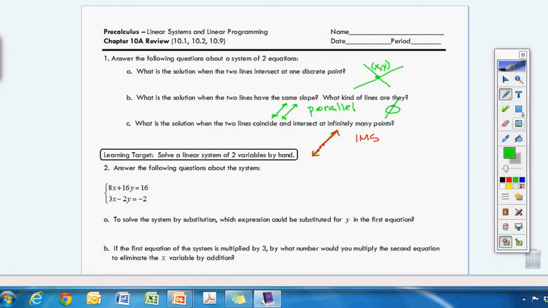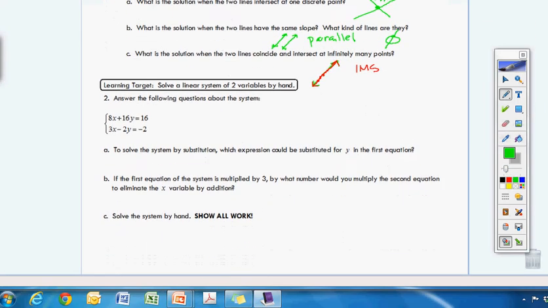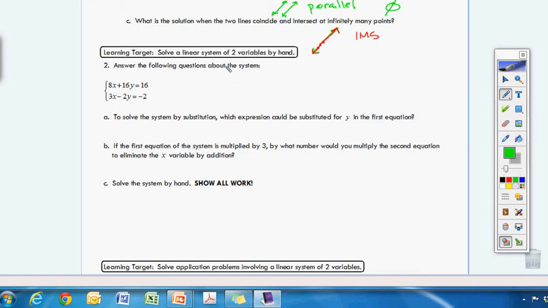All right, so moving on to number 2. Solve the linear system. We're going to be using two variables and we want to solve by hand. This is just kind of breaking the information down for you, making sure you're understanding what you're actually doing as you're solving by substitution or by elimination.